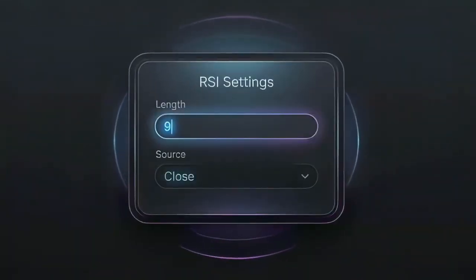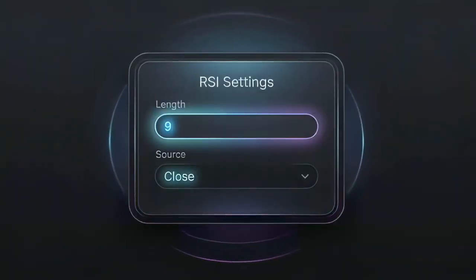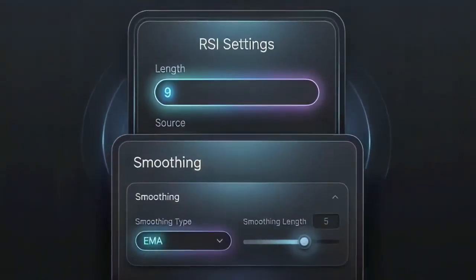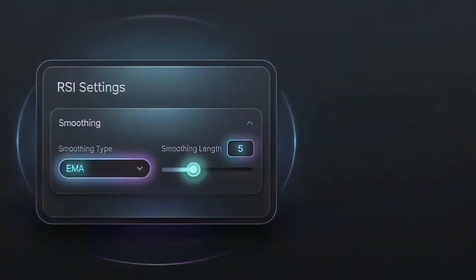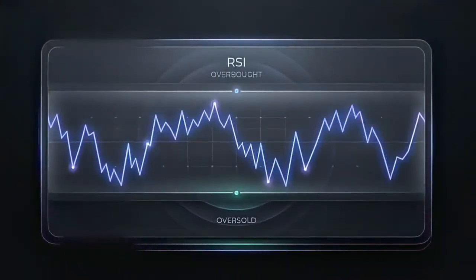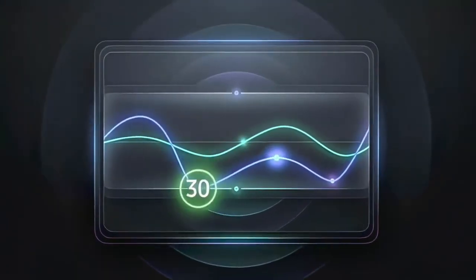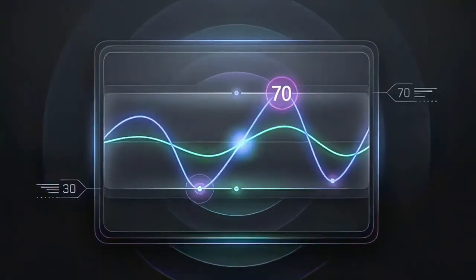Then, on the strength index, give it a length of 9 and leave the source on the closing price, before opening the smoothing section underneath, where you will set the type to exponential and the length to 5. That draws a fast moving average straight across the strength index itself, and a 9-period strength index actually travels. It reaches 30, it reaches 70. It has opinions worth listening to.